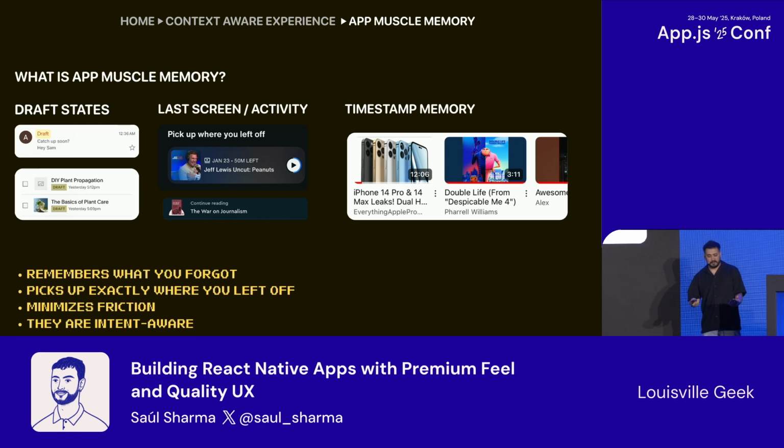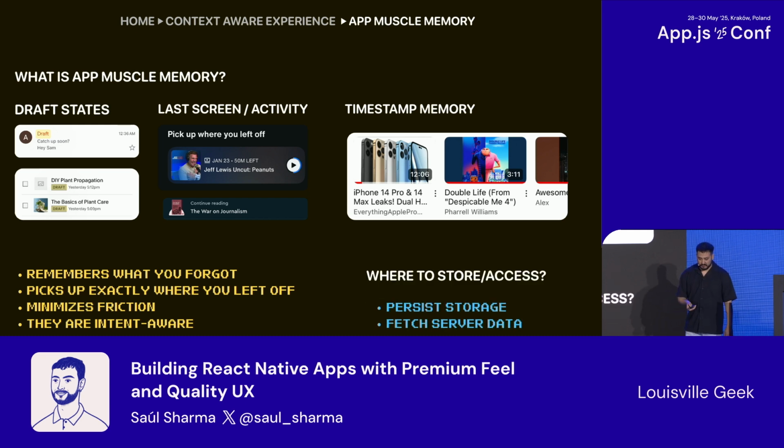As I said, they remember context, which helps you pick up exactly where you were, and obviously minimizes friction, so we don't have to go to history and search for that video and all that crazy stuff. And they are obviously intent aware. So if the user is in post details, we might take them to a certain scroll position based on what they did previously. A YouTube video is a great example as well.